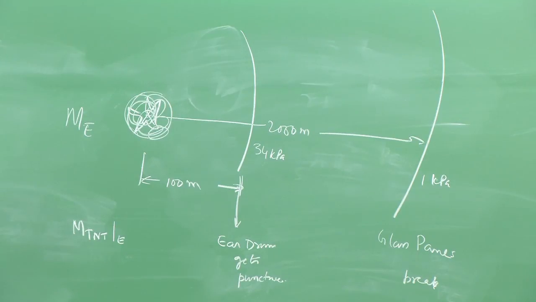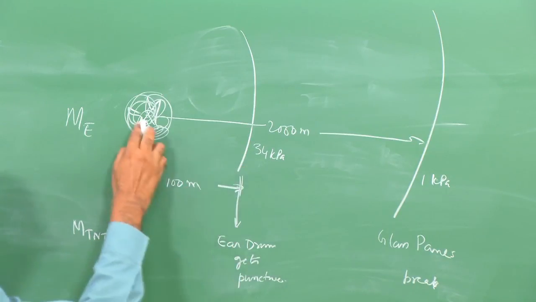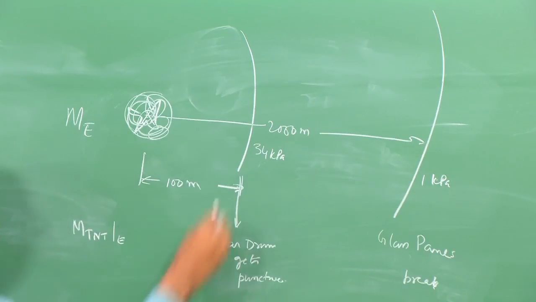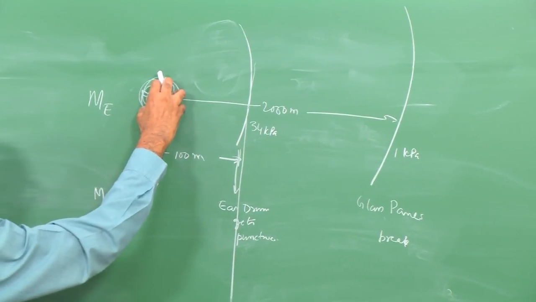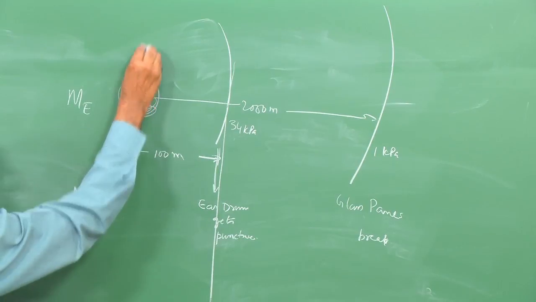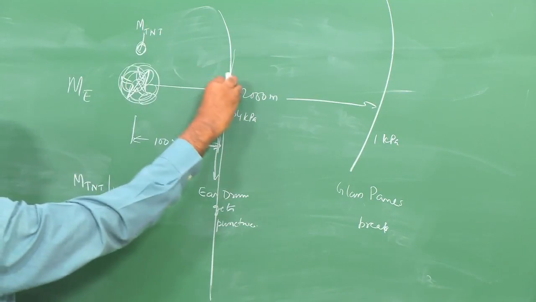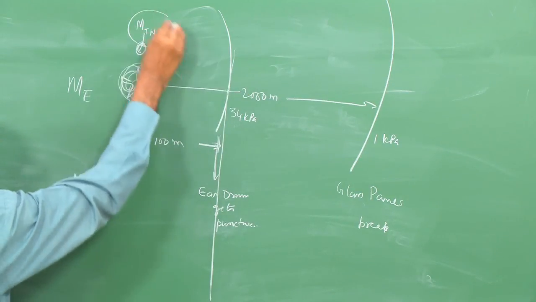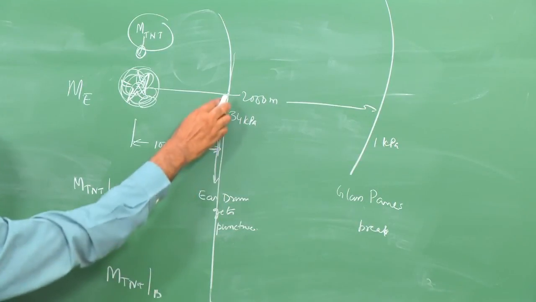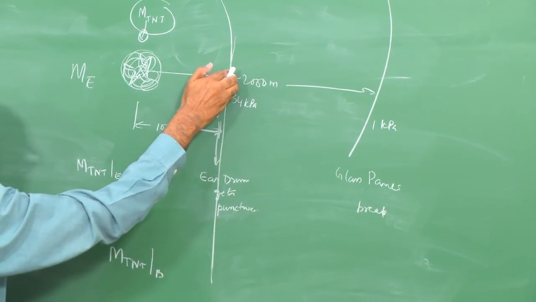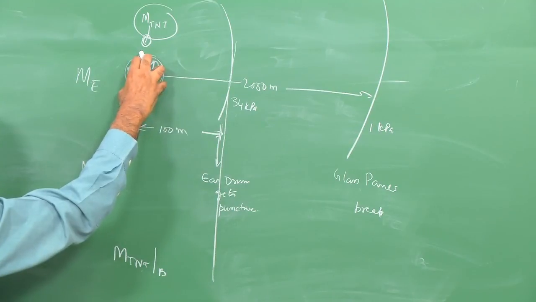I do one more thing. I find that in this explosion at this distance the overpressure is 34 kPa, at a larger distance maybe the overpressure is 1 kPa, and maybe I am focused on this, I want to evaluate this damage. Therefore, I replace this particular explosive by some mass of TNT, and I make sure that this mass gives me this particular pressure. I call this the mass of TNT which creates the same blast damage at this particular distance. This gives me the equivalent mass of TNT which gives the same blast damage as the actual explosion.